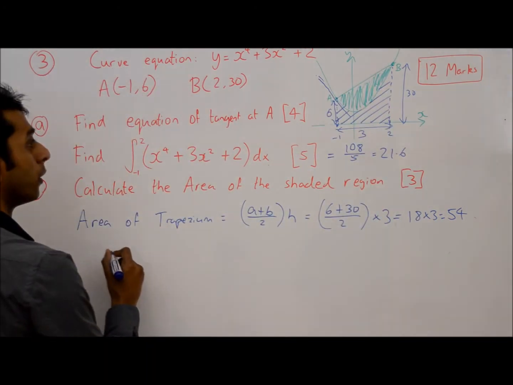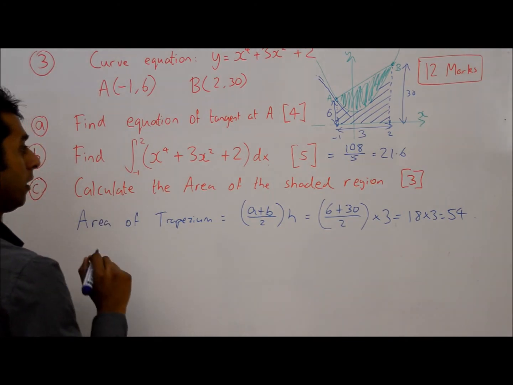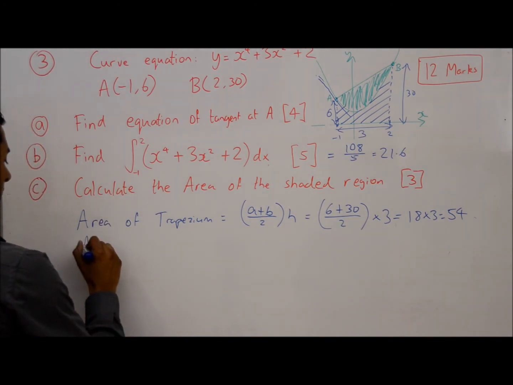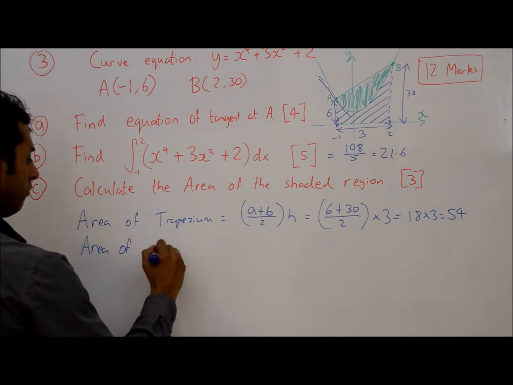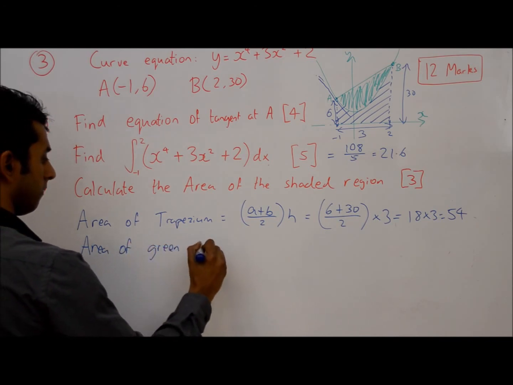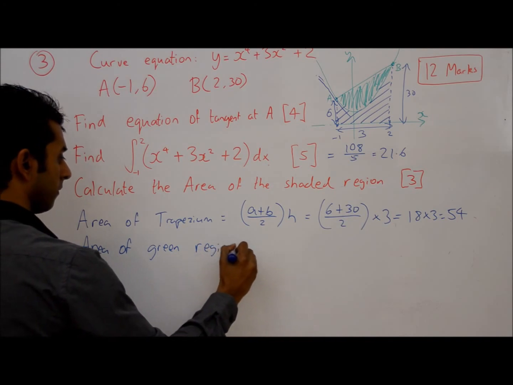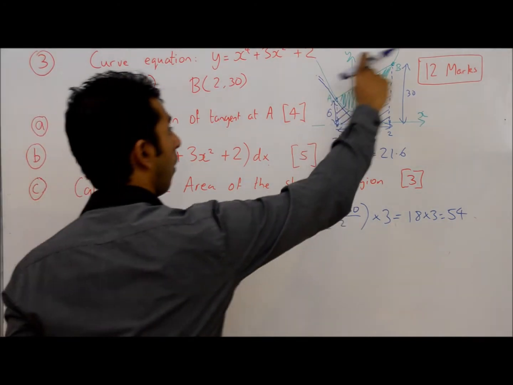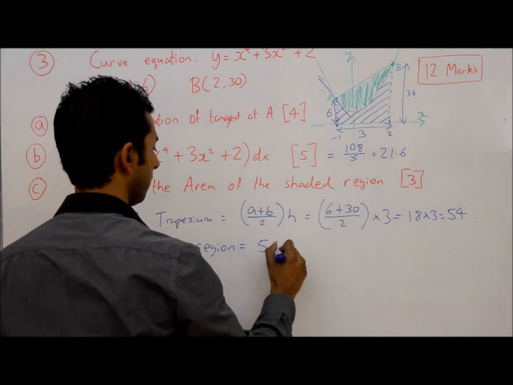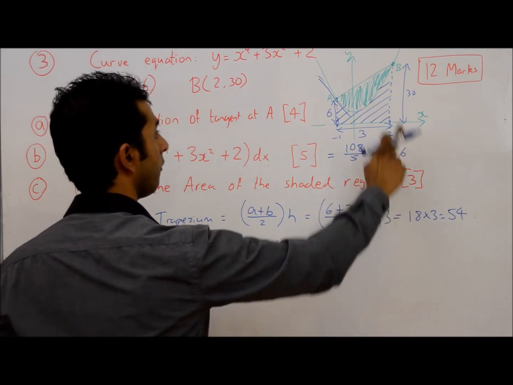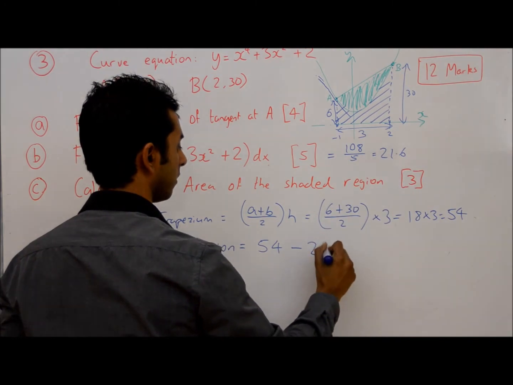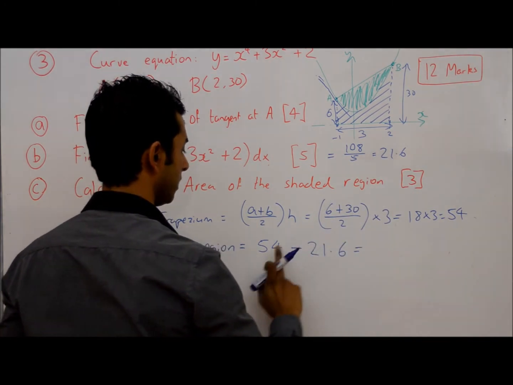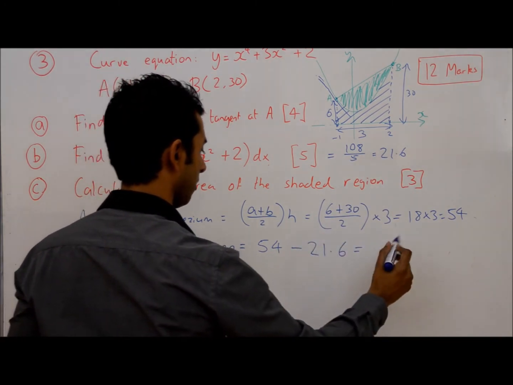So we want to work out the area of the green part. So the area of the green region is equal to the whole area, which is 54, minus the area of the blue region, which is 21.6. So this is equal to 32.4.